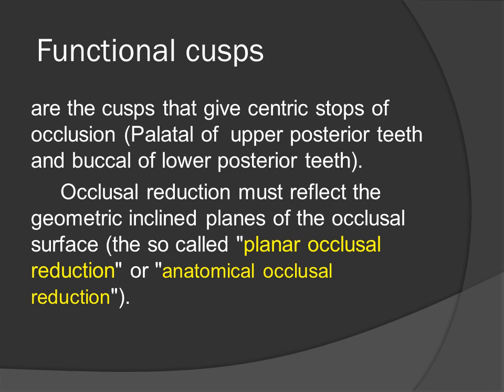The functional cusps, as you know, are the cusps that give centric stops of the occlusion. They are the palatal cusp for the upper posterior teeth and the buccal cusps of the lower posterior teeth.